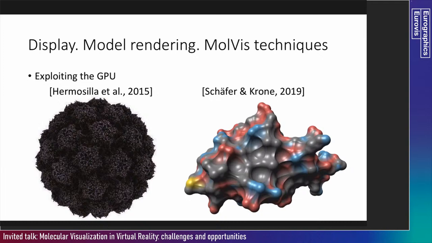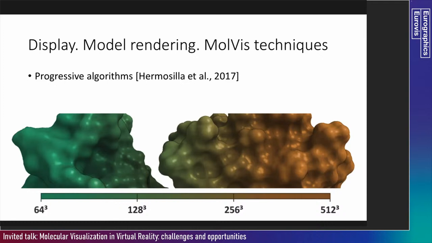In MolVA, we have also developed other kinds of techniques that have addressed the problem of fast realistic rendering of molecules, such as, for instance, this approach of Hermosilla and others, which was addressed to render high quality shading for millions of atoms, or the one on the right by Schäfer and Krone, which was addressed to take advantage again of the GPU power to generate solvent-excluded surfaces. We also know other usual suspects, such as progressive algorithms. In this case, for instance, Hermosilla and others were creating a progressive algorithm for rendering solvent-excluded surfaces on the fly.